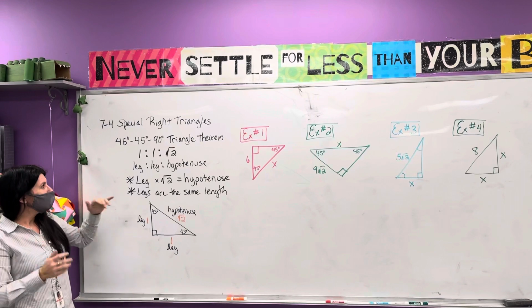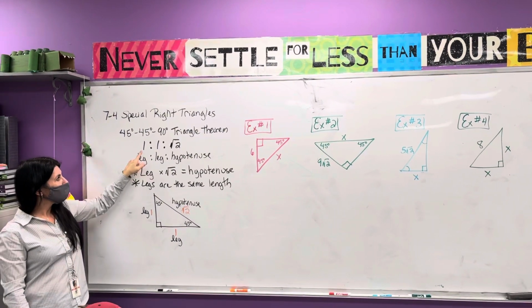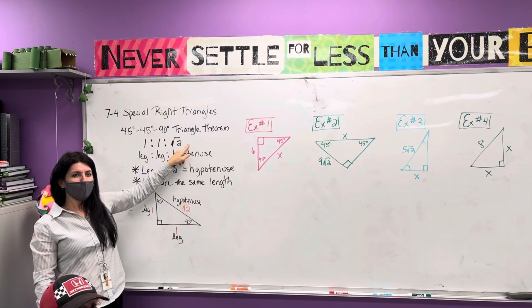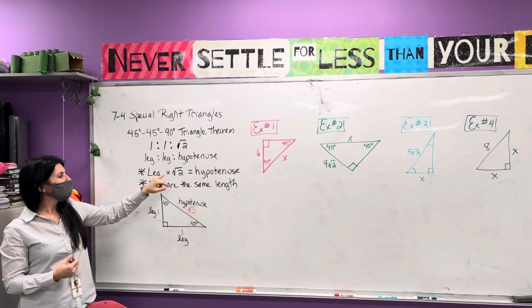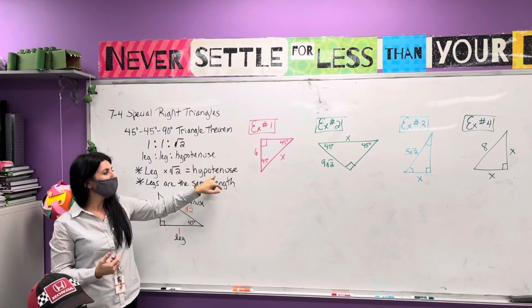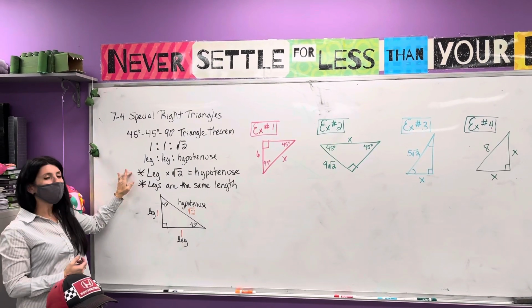This rule says that this is your extended ratio of the three sides: 1 to 1 to the square root of 2. What that means to us is the rule is you take a leg, multiply by the square root of 2, and you get the hypotenuse. This is the simplest way I can make it. So this is the rule you need to know.